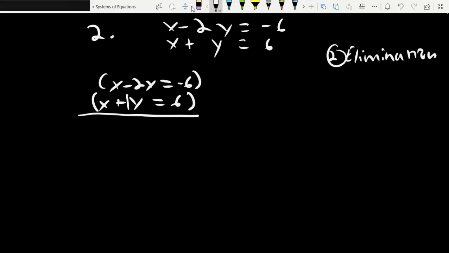So if we have a -2 here, what would make it cancel out when it's adding to it? Because this is just going to add, right? Well, -2 plus 2 is 0. So it's going to make it cancel out, right? So we want to make this 1y equal to 2y, okay? Because that's going to make it cancel out. So how do we do that?